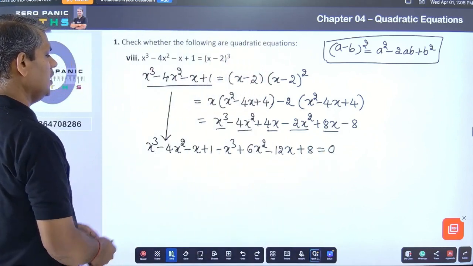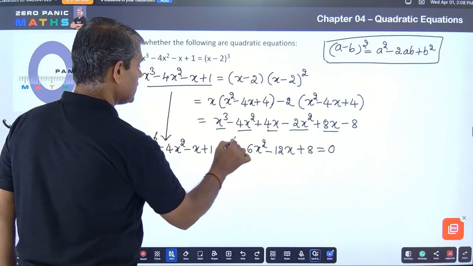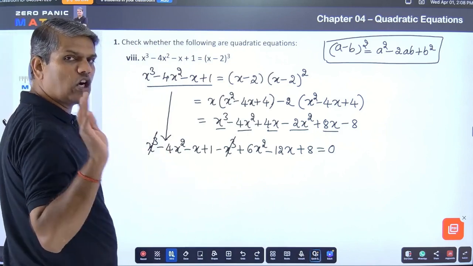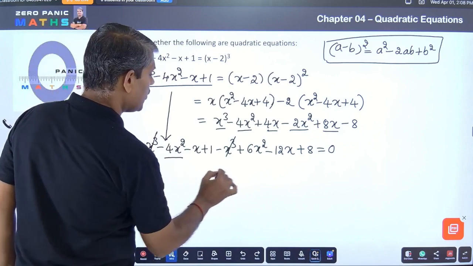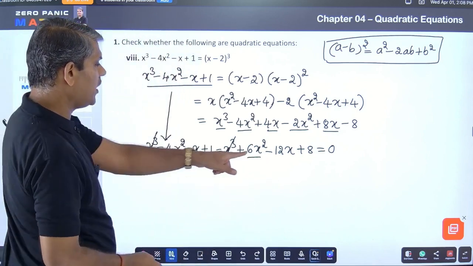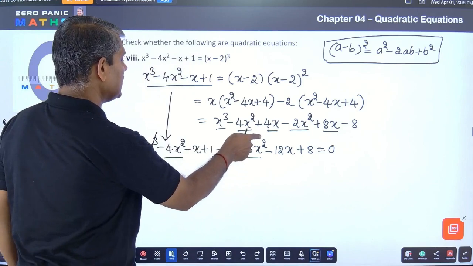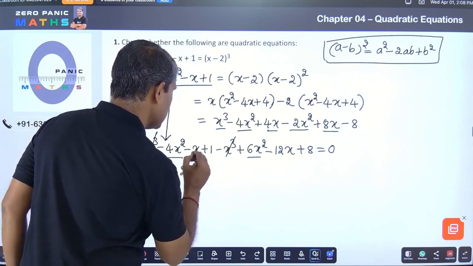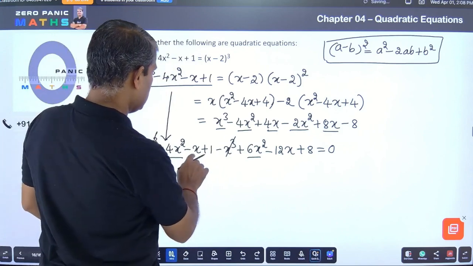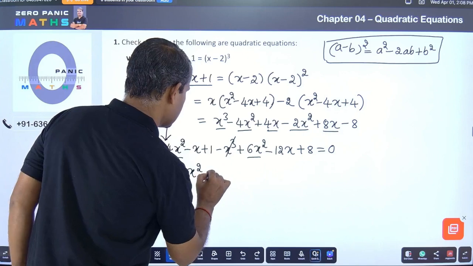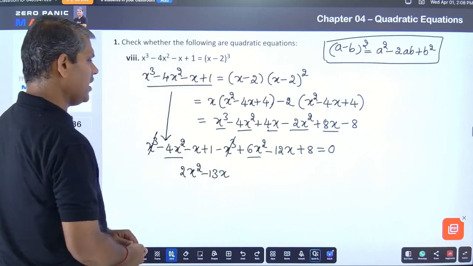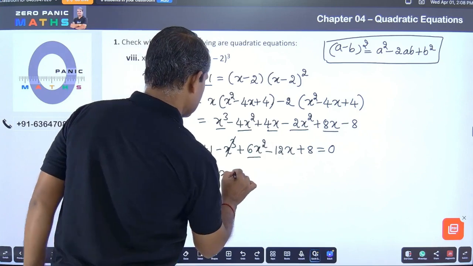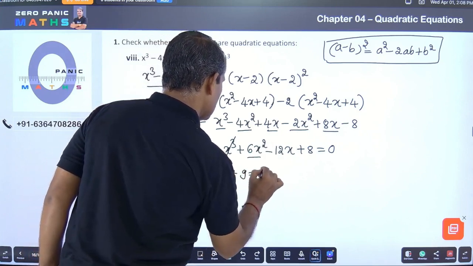is equal to 0 at the right side. Now quickly cancel the x cube terms. What I am left with are the x square terms, x terms, and the constant. So minus 4x square and plus 6x square, so it is 6 times x square minus 4 times x square, which gives me plus 2 times x square. Then minus x minus 12x, that is minus 13x. Any other x terms? No. Plus 1 plus 8, that is 9, is equal to 0.